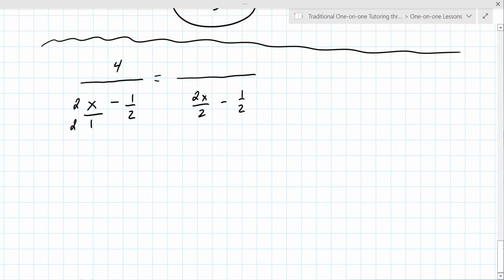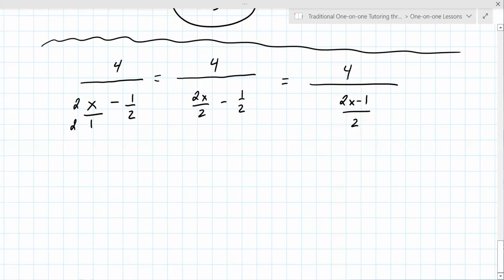Okay, so now the bottoms are the same. So when the bottoms are the same, you can write it as 2x minus 1 over 2. The goal is, it's kind of like when you're adding fractions for the first time, you've got to make a common denominator. And we've got that now. So you just bring the numerator over each time.